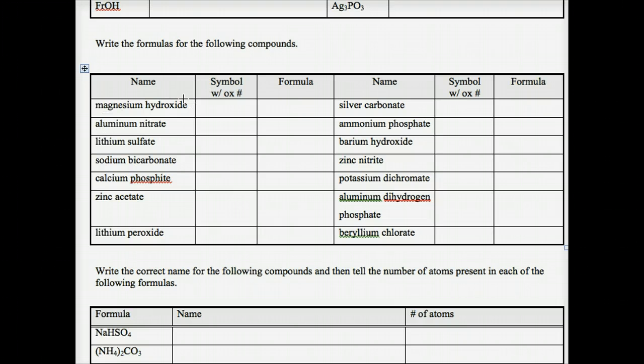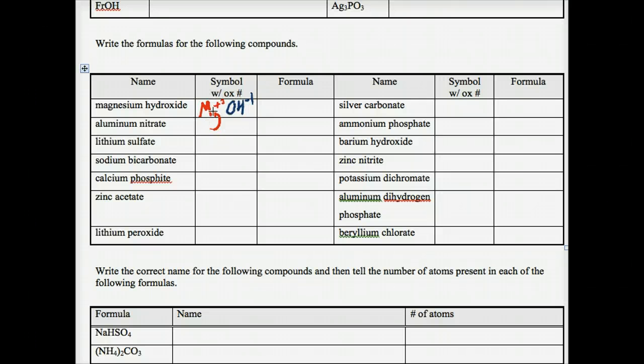Magnesium hydroxide. Okay, it's fitting that we're starting with hydroxide again. Well, if I know magnesium is Mg, and I know it's +2, I know that the hydroxide ion is OH, and it's -1. Well, here's where I have to slow it down a little bit. Once you get good at this, you don't have to slow down. You can just write the answer. I have to rationalize this.